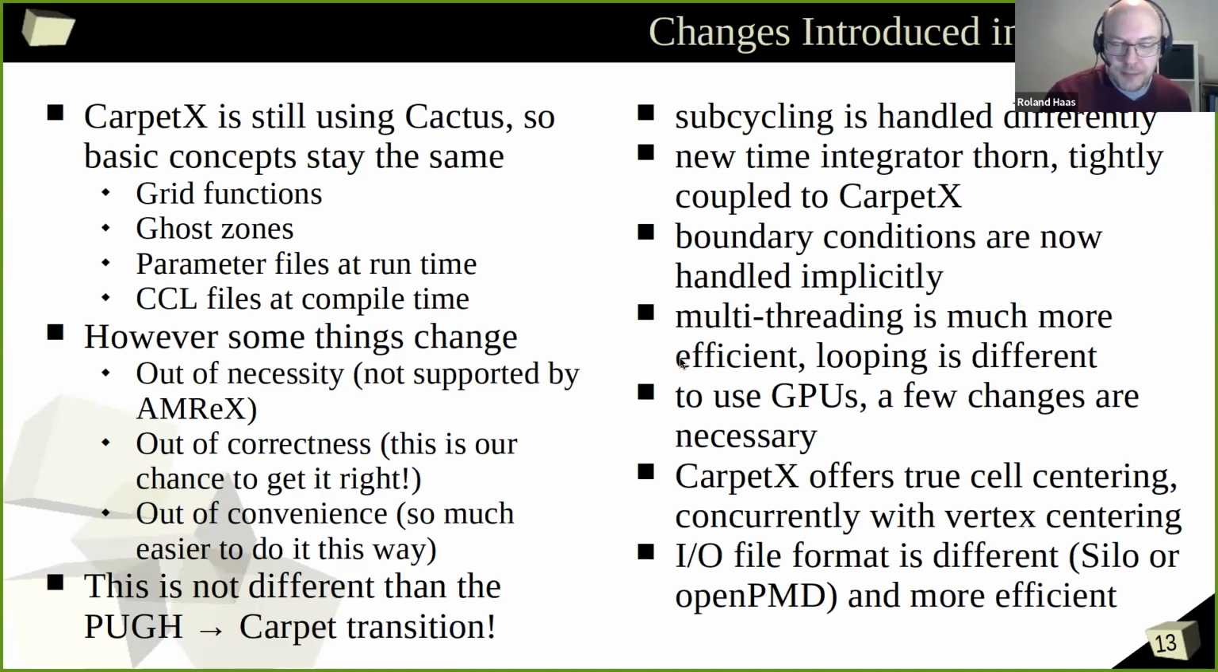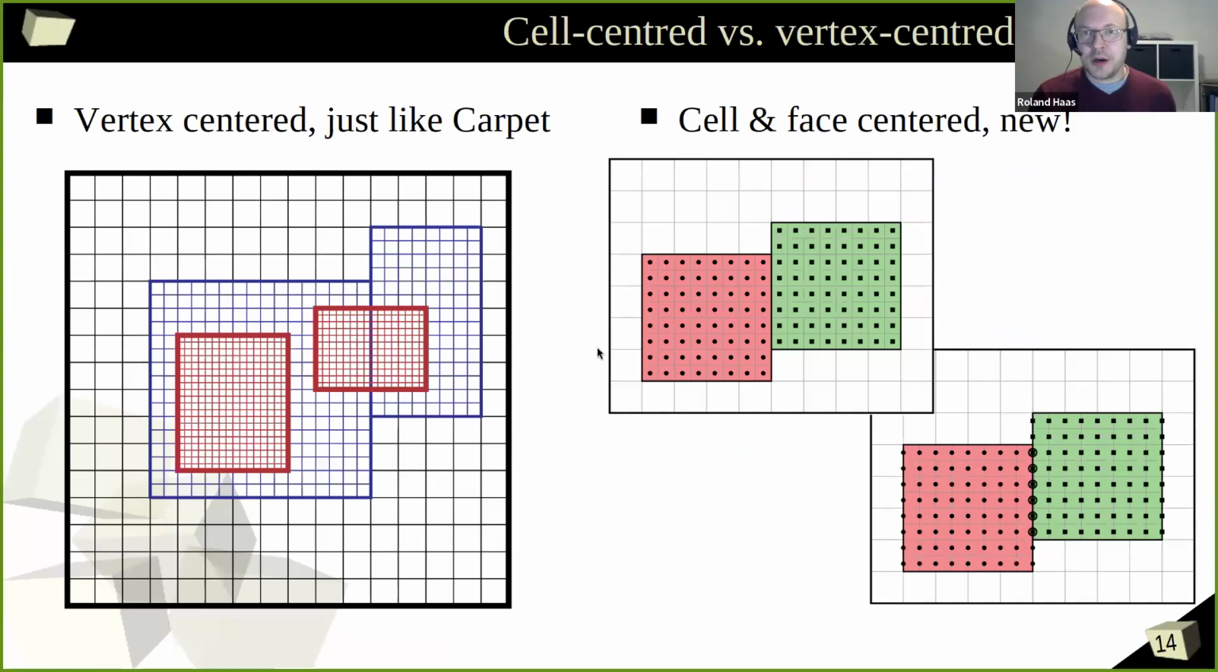All right. Let me see. So, okay, I'll go through a fast review of what's different. So where do you see changes? Cell-centered versus vertex-centered variables. So there are two different kinds of variables now. Vertex-centered on the left, you can see these corners all align. Data is defined at the corners. This is exactly what we had in Carpet before, and that's fine.